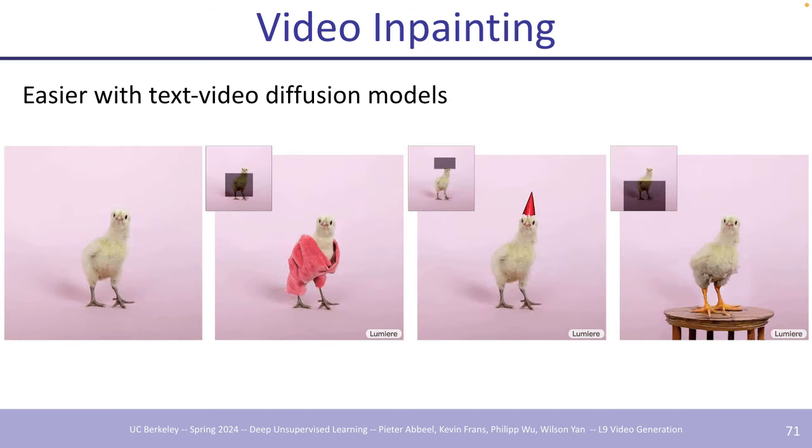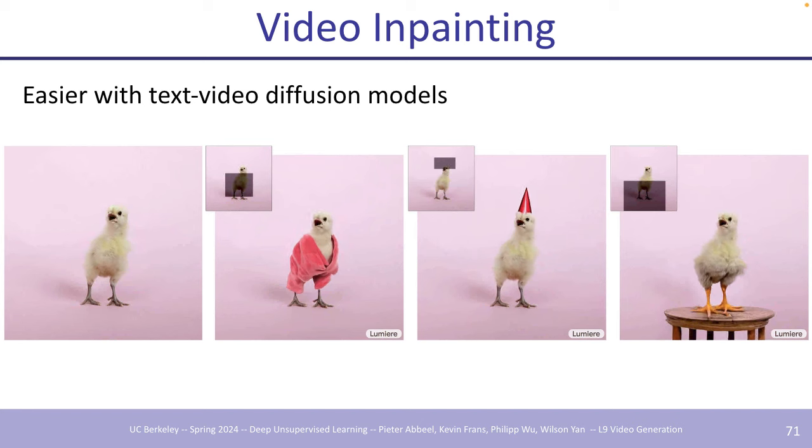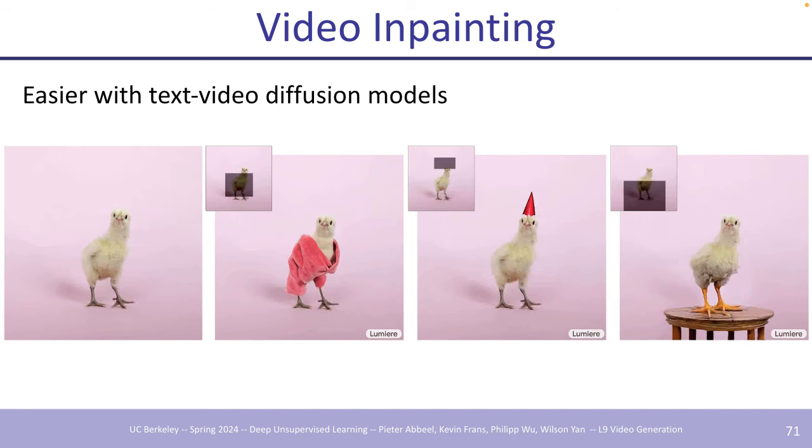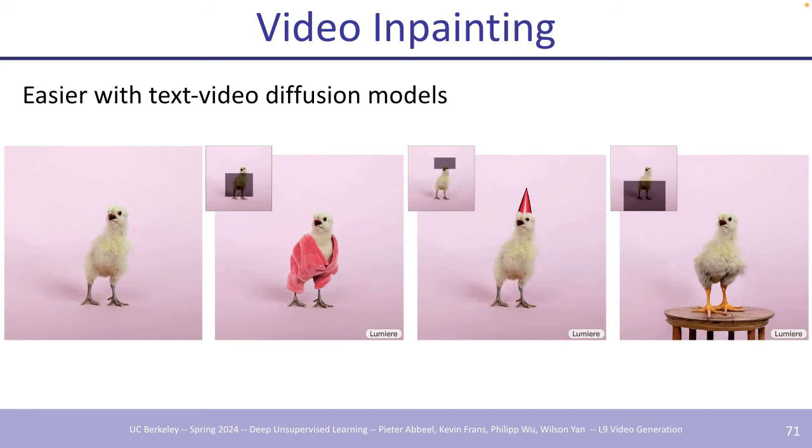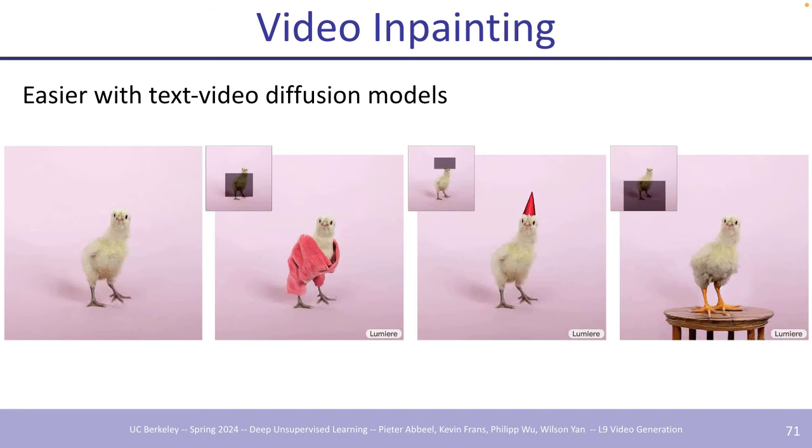The last thing that you can do with diffusion models is video inpainting. This was from Lumiere, where you can mask out certain parts of the video and then prompt it with something different. So you have your original video on the left, and then the second one is wearing a bathrobe or something. You have to tune the masking region for each one, depending on what you want to change. But you can insert different objects. It's wearing a party hat or something, or it's standing on a wooden stool.